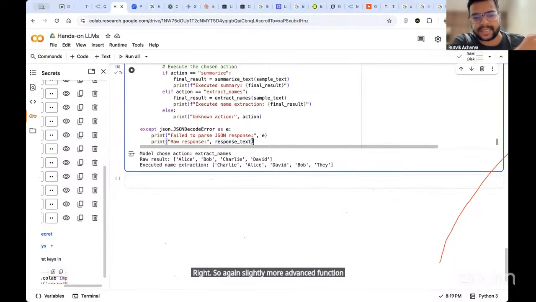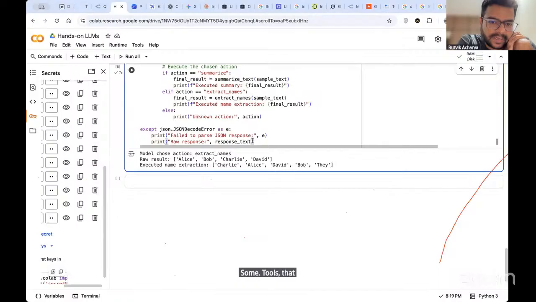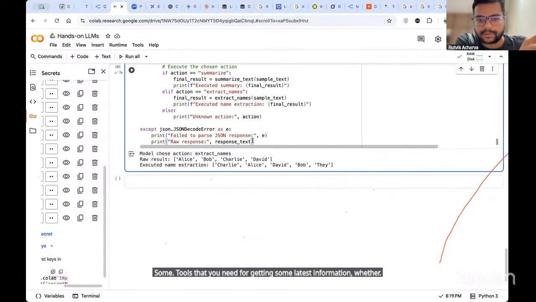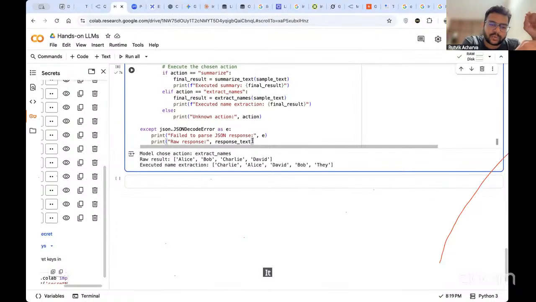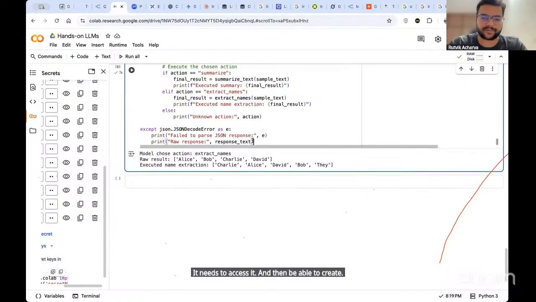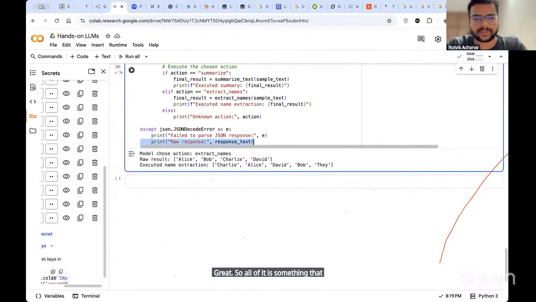Now think of it. It has access to computers, it has access to Python, it has access to some tools that you need for getting some latest information, weather information or stock prices and stuff like that, right? It needs to access it and then be able to create a specific output from that case, right? So all of it is something that is very possible to do.